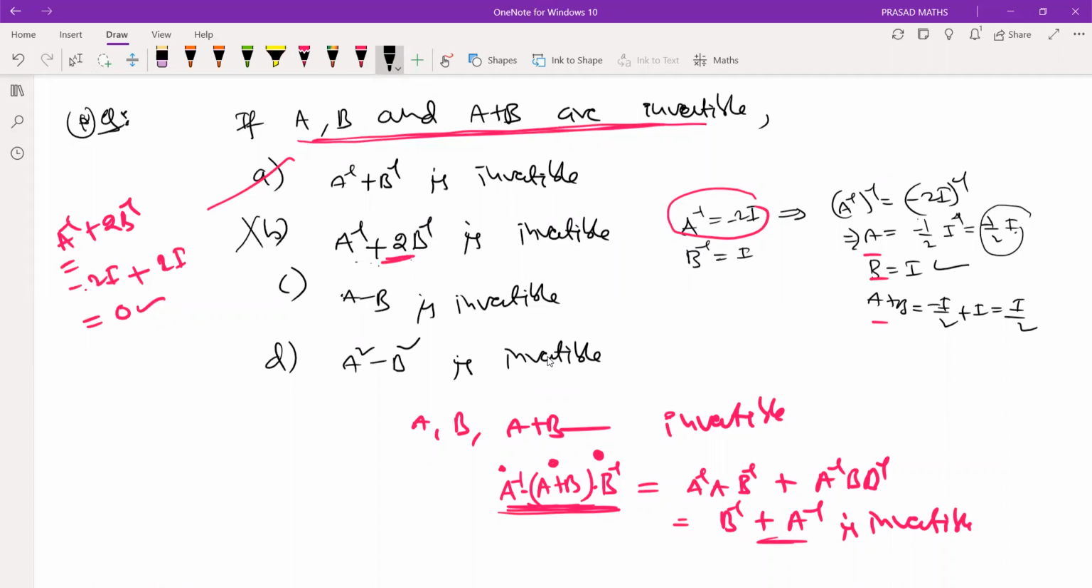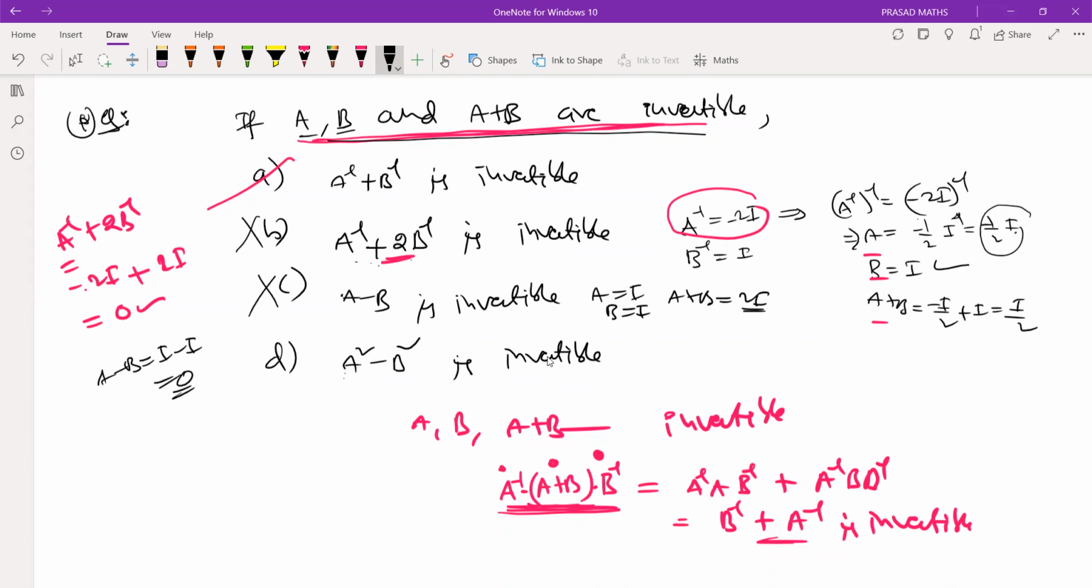Now, what is option C? In general, it need not be invertible. Suppose you take A equal to I, B equal to I. A is invertible, B is invertible. What is A plus B? 2I. 2I is also invertible. So all conditions are satisfied. Now look at A minus B. What is A minus B? I minus I, 0. Therefore, it's a singular matrix, not invertible. Therefore, this option has failed.